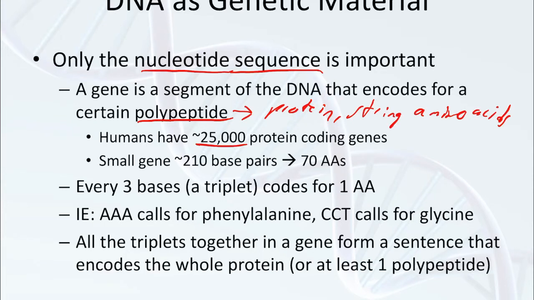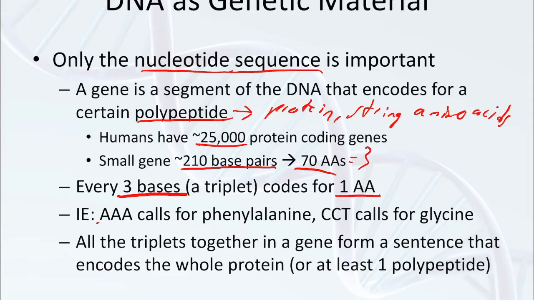Okay, so a small gene might include about 210 base pairs. But then remember, and what it says here, for every 3 bases, we code for 1 amino acid. So that's why it says 210 base pairs will give you 70 amino acids. Right, 210 divided by 70 is 3. So every 3 bases, like the T and the G and the C, are going to encode for 1 amino acid. So that's why the sequence matters.